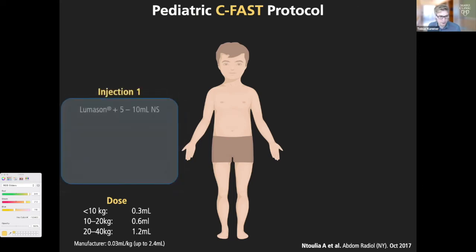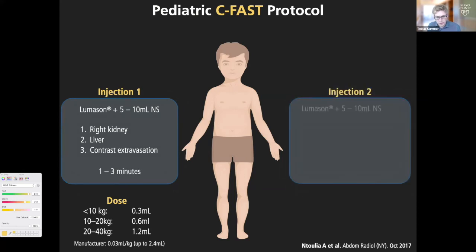Same thing, I'm going to repeat that. This is 2 injections. There is such a thing as too much contrast. If you give too much, like the whole dose, 4.8 mL in one time, you're going to have too much contrast and actually have difficulty scanning.